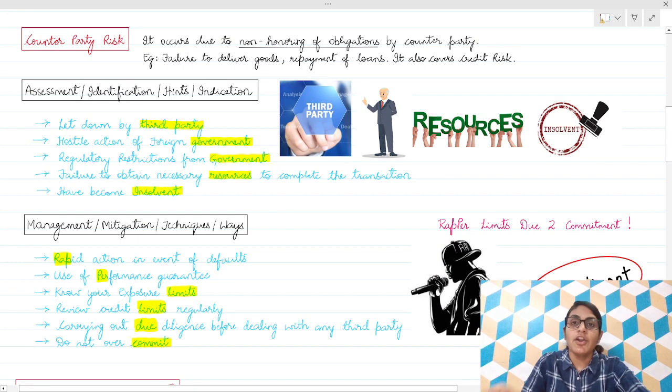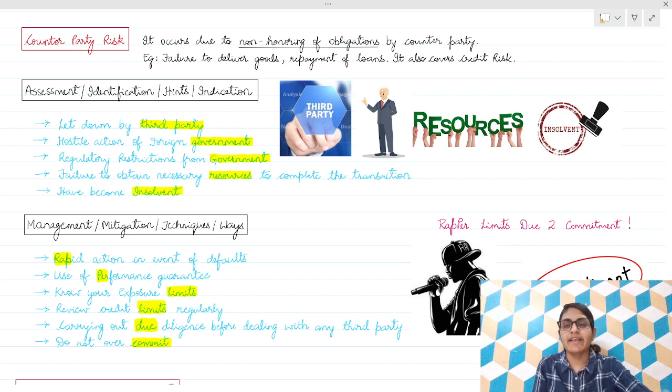Counterparty risk. Non-honoring of obligations by the counterparty. It also covers credit risk. Example: if you have given a loan to someone and they don't repay the loan, it is a risk. So that is counterparty risk.